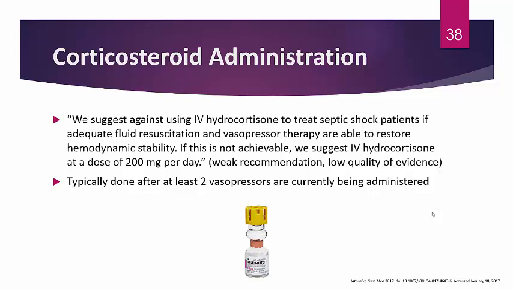However, the data on this is not that great. However, the sepsis guidelines do recommend using it to treat septic shock patients if adequate fluid resuscitation and vasopressor therapy are unable to restore hemodynamic stability. It's typically dosed at 200 milligrams per day, which equates to an actual dosing of 50 milligrams IV every 6 hours. Again, this is done typically after 2 vasopressors are currently being administered.